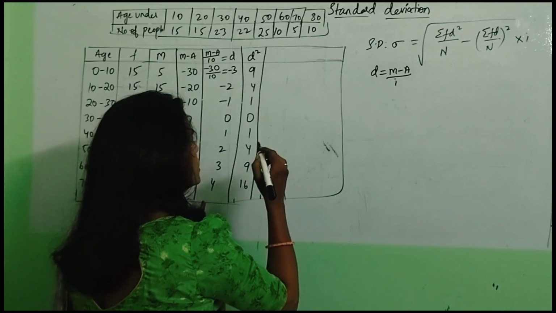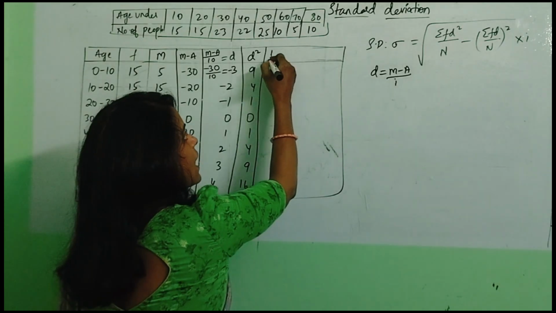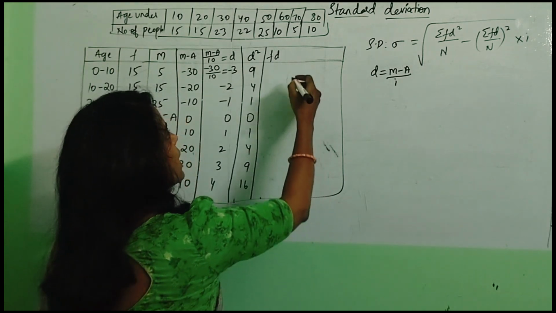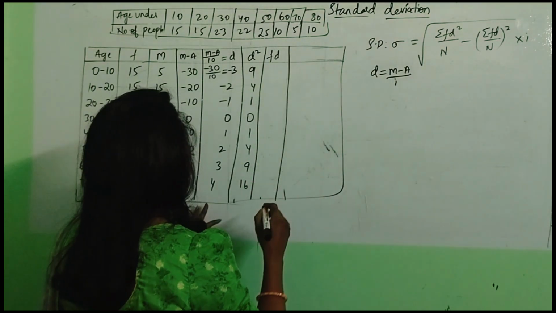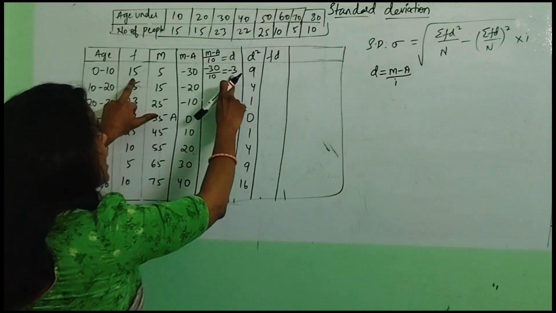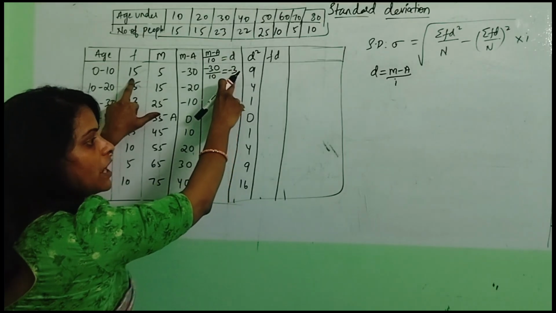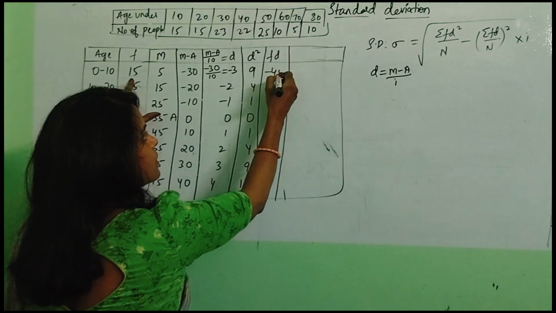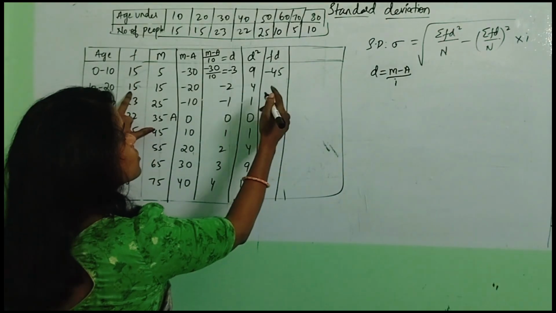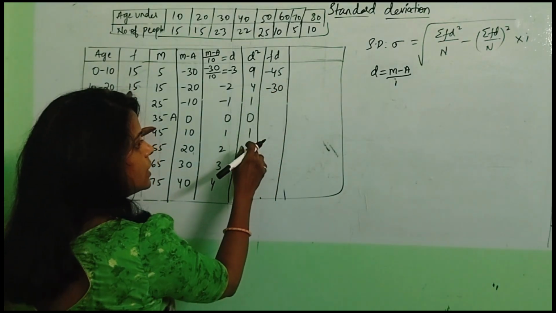Next thing we need to find out here is FD, and then we will find out FD square. So what is F into D? Frequency into D value. 15 into minus 3, that is minus 45. Next 15 into minus 2, so minus 30.